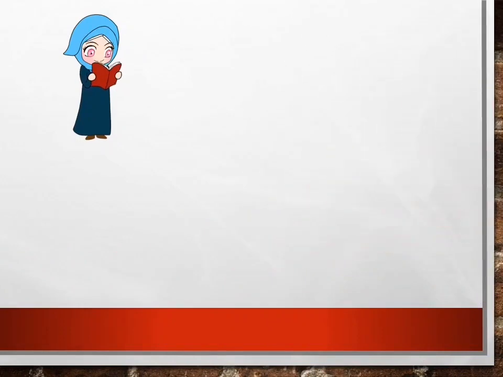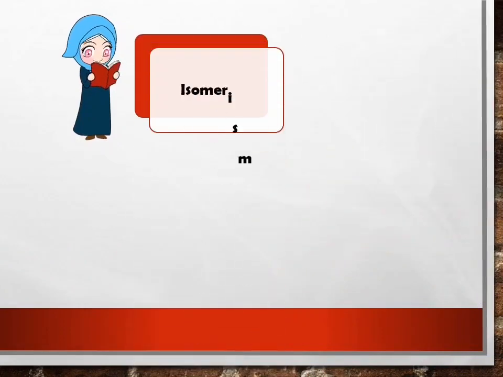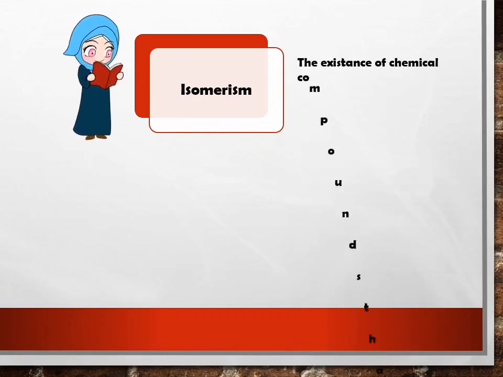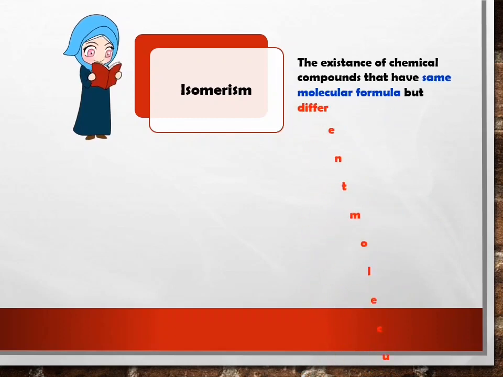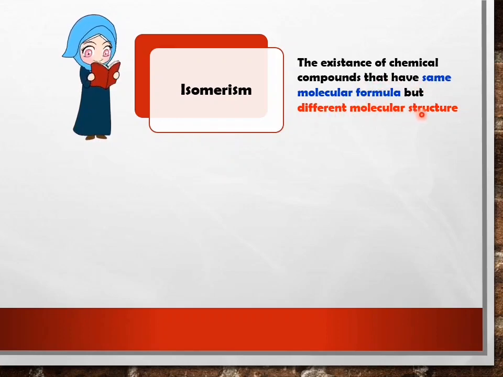So guys, what is isomerism? Isomerism is the existence of chemical compounds that have the same molecular formula but different molecular structure. So, I repeat here, same molecular formula but different molecular structure. Okay? So, we have two types of isomerism.